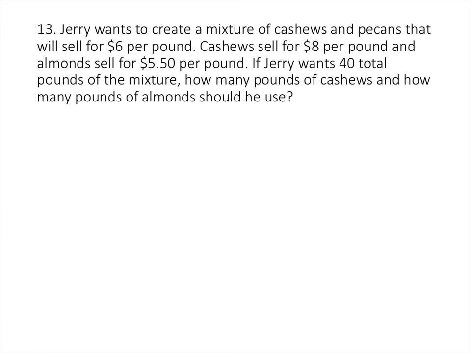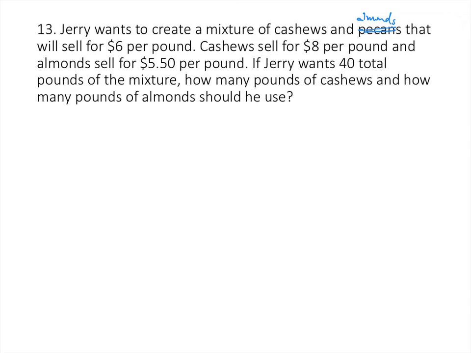Here again we have a mixture problem, this one involving per unit price. So we've got a mixture of cashews and pecans, and actually there's a typo here, that should just be cashews and almonds. We want to sell the mixture for $6 a pound, cashews sell for $8 a pound, and almonds sell for $5.50 per pound. And we want 40 total pounds of the mixture.